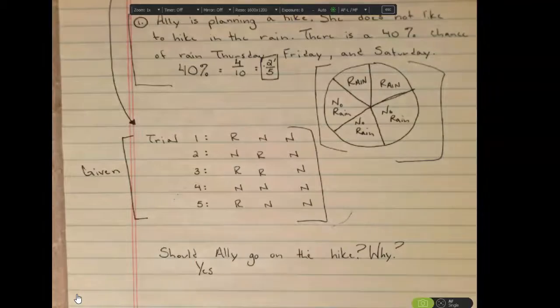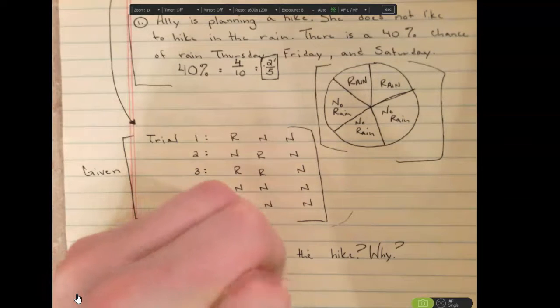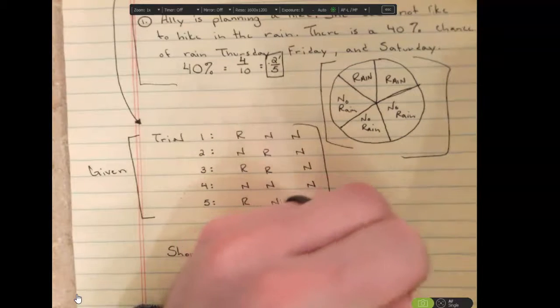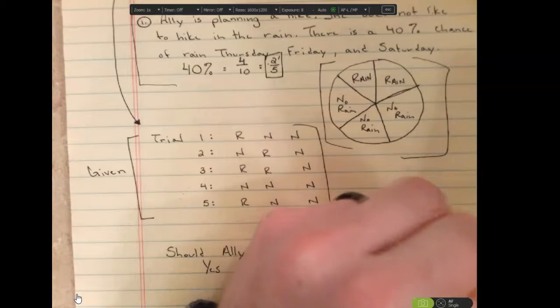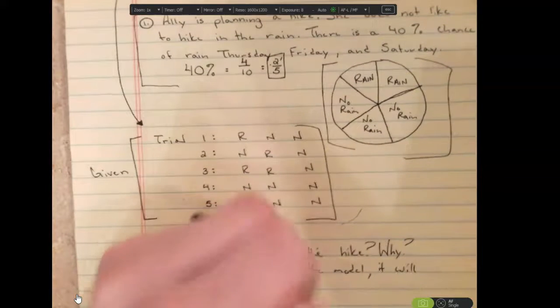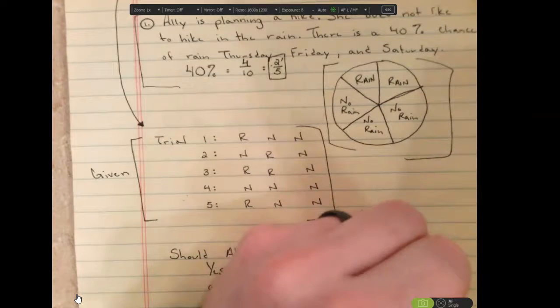And my reasoning for why she should go hiking is that based on the simulation, yes, she should go hiking. Because based on the simulation, or based on the model, it will only rain one of the 3 days.